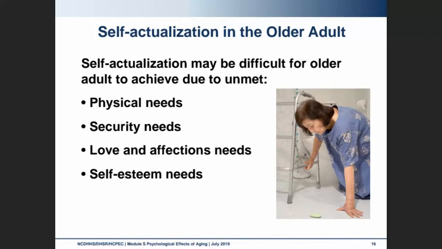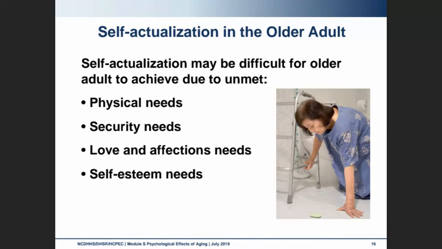So self-actualization can be difficult for the older adult due to unmet physical needs, unmet security needs, unmet love and affection needs, and unmet needs for self-esteem. You can't get to that self-actualization if you don't meet those other needs, right?